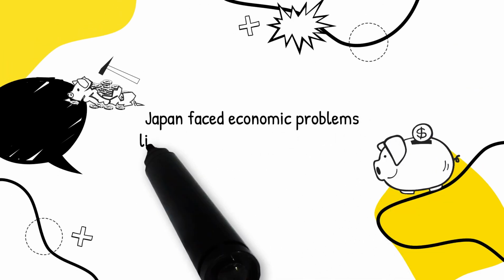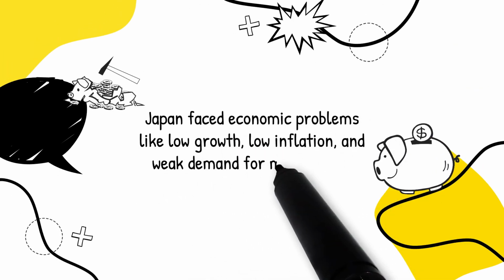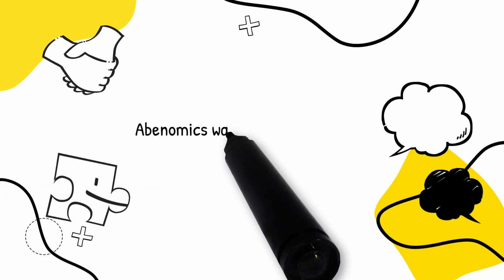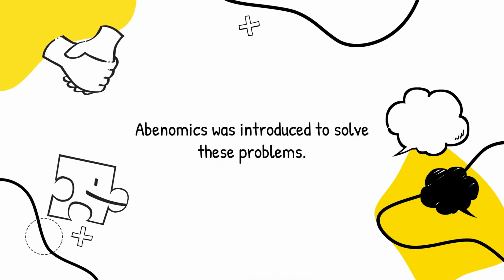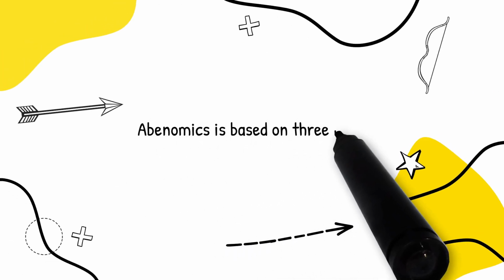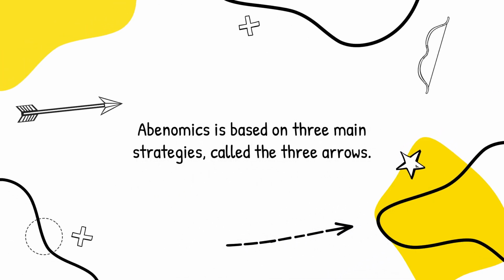Japan faced economic problems like low growth, low inflation, and weak demand for many years. Abenomics was introduced to solve these problems. Abenomics is based on three main strategies, called the three arrows.